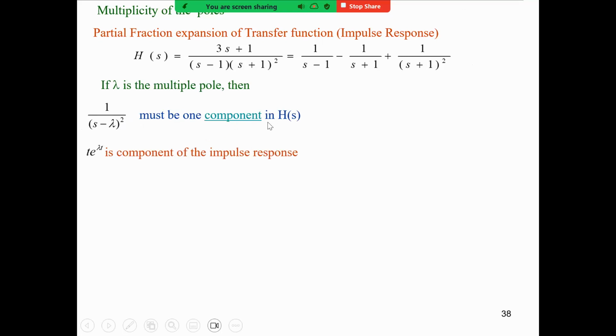If you look at the transform table, for this one it actually means that instead of e to the lambda t, there is a t factor: t times e to the lambda t.